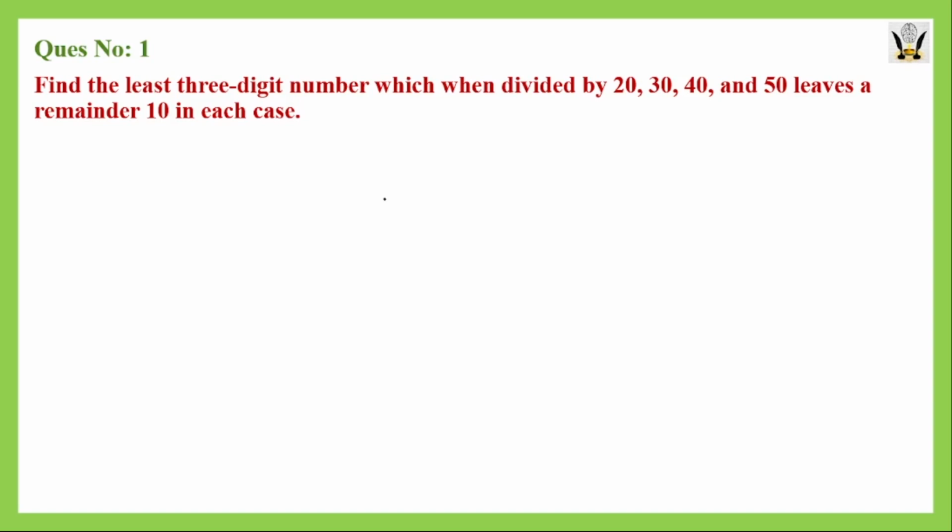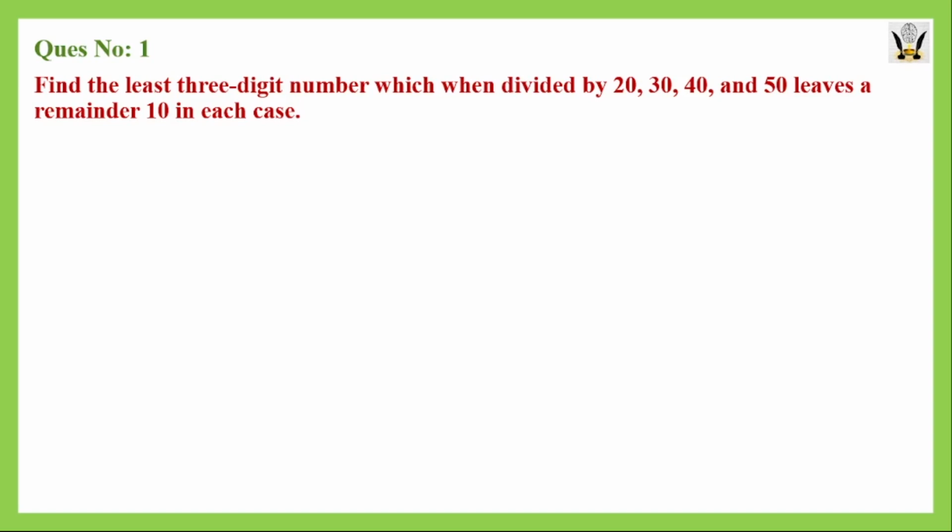Now suppose the problem was to find the least 3-digit number which, when divided by these same four given numbers, doesn't leave any remainder. What would have been our approach? We would have found the common multiple of 20, 30, 40, 50, right? Because if it is a multiple of 20, then only that number will be completely divisible by 20. At the same time, if it is a multiple of 30, then it will be completely divisible by 30.